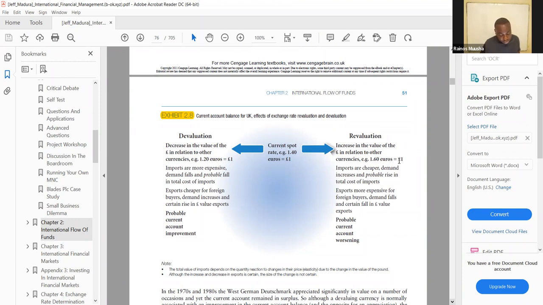So are we on the same page when it comes to analyzing the balance of payments from the perspective of devaluation and also revaluation? Any questions?